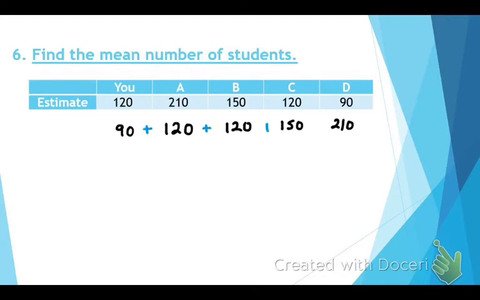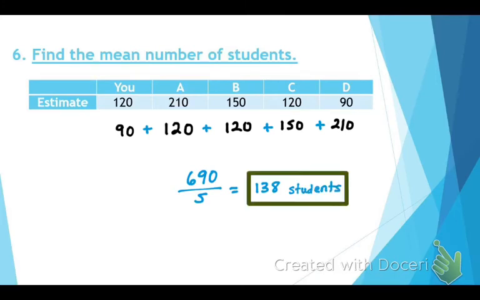Add them up. Guys, when you add that, what do you get? 690. Is that my mean? No, the mean will always come in between the smallest and largest number in your data set. So if you get a really big one, then you know something went wrong. What do I have to do to 690? Divide it by 5. Where'd you get the 5? There's 5 numbers that we added up together. So just remember that is how you find the mean, by adding them up and dividing by how many numbers you added up. So the correct answer is 138 students.